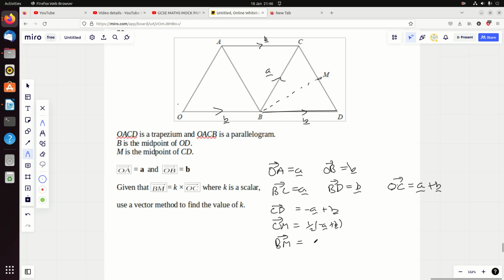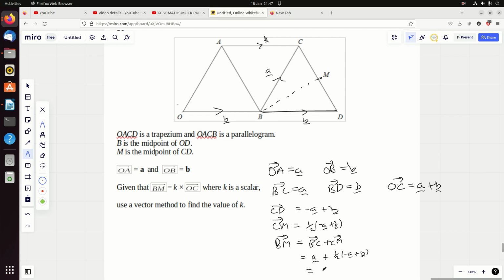Now BM is going to be A plus, and that A comes from, maybe I'll really show the examiner I know what I'm doing. BM is BC plus CM. That's all I'm doing. And so BC is A, CM is half of all that. And we can of course simplify this.